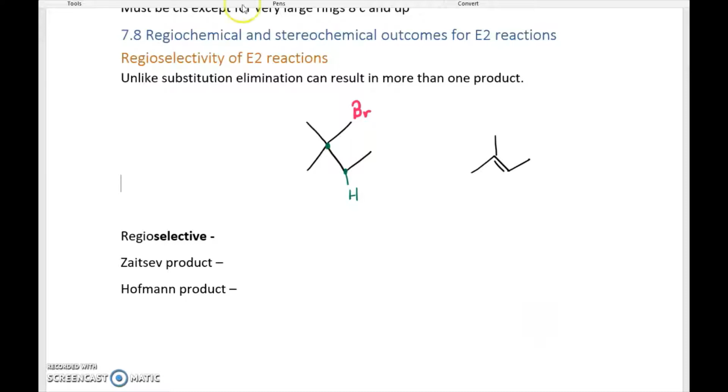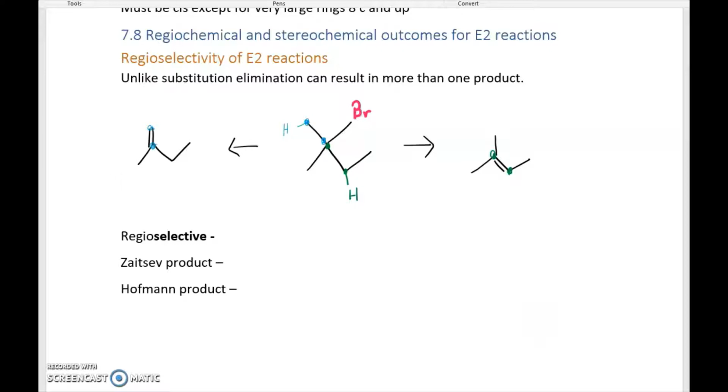If we instead take off a hydrogen that's up here, we'll make a double bond between this carbon and this carbon. And our product will end up looking, put the arrow there, very different. It'll look like that. And see, these are the blue carbons, and we'll put the green carbons here. So it just depends on which proton gets removed.